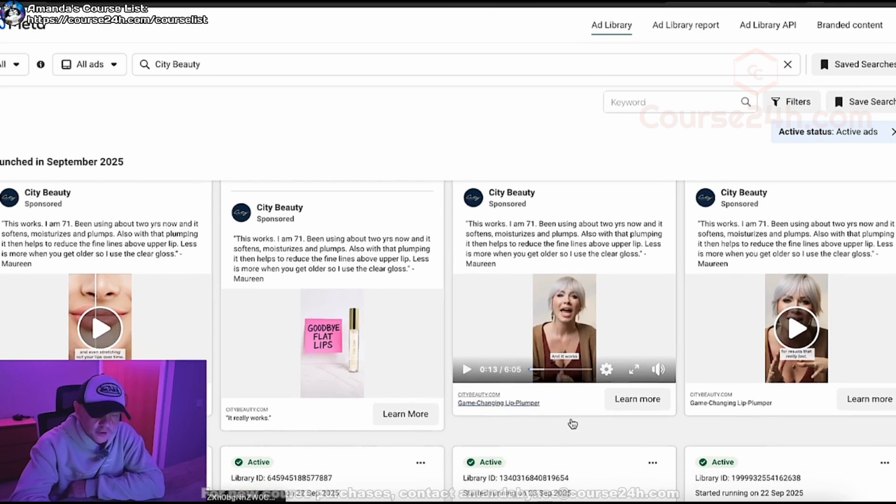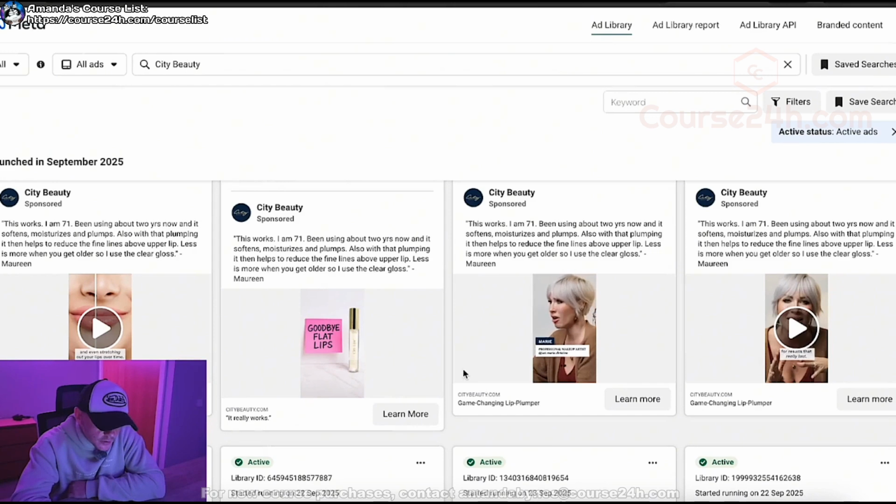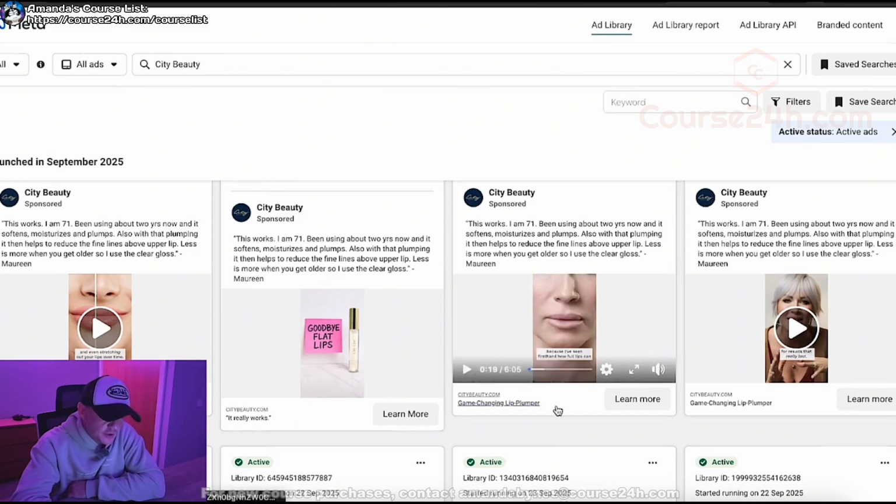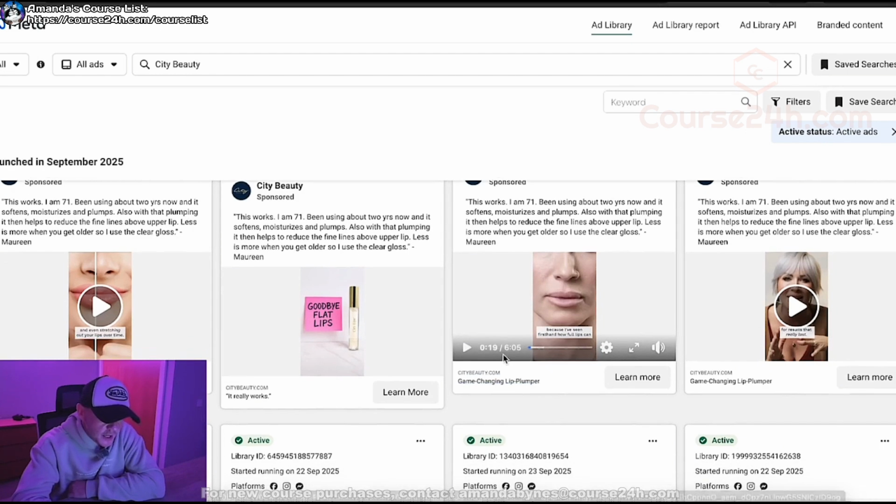Right, so remember at this point we're not just looking for angles, we're looking for concepts. So what is this concept? It looks like some sort of UGC creator or actor, right? As a professional makeup artist, that's coming from a person of authority, and this has definitely been a scripted VSL.